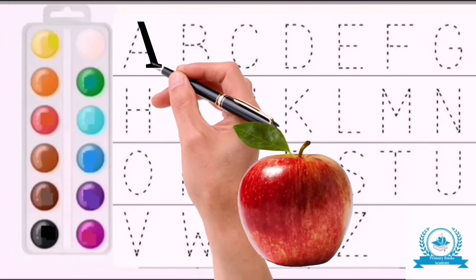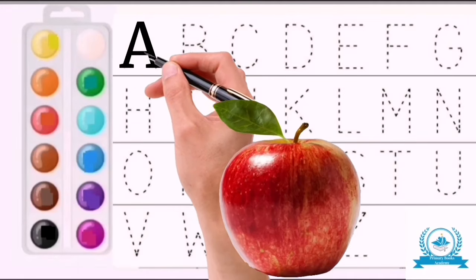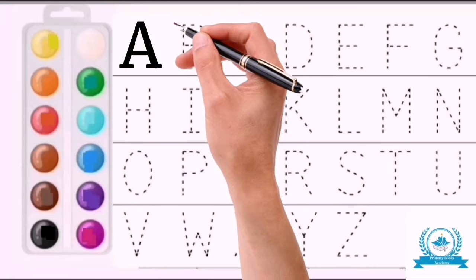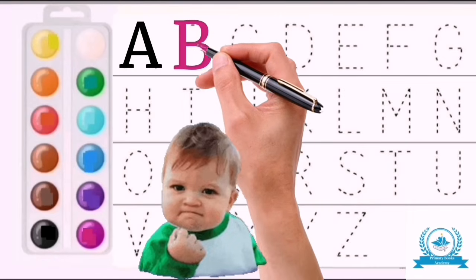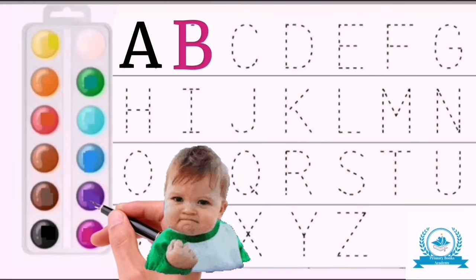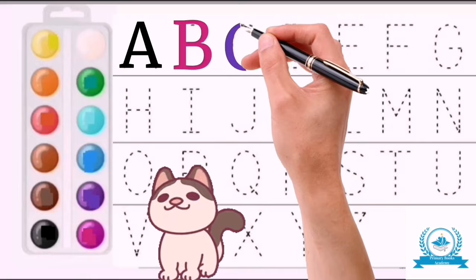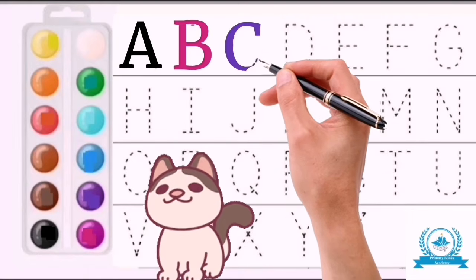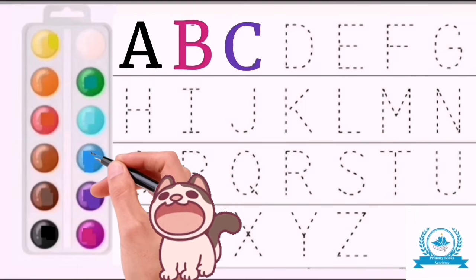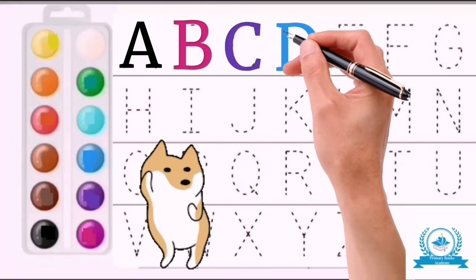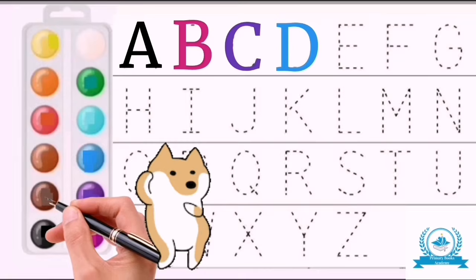Let's learn ABC. A for apple. B for baby. C for cat. D for dog.